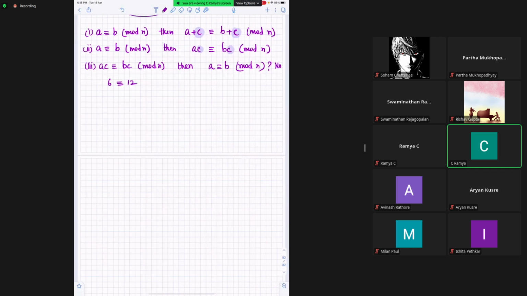Right? So 6 is 12. 6. Yeah, they leave remainder 0. So this is true. Both 12 and 6 when divided by 6. This means that 2 times 3 is congruent to 4 times 3 mod 6. But we know that 2 is not congruent to 4 mod 6. Because if you divide 2 by 6, you get remainder 2. And if you divide 4 by 6, you get remainder 4.